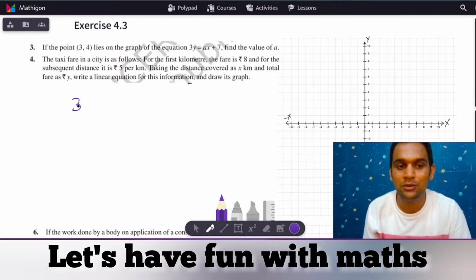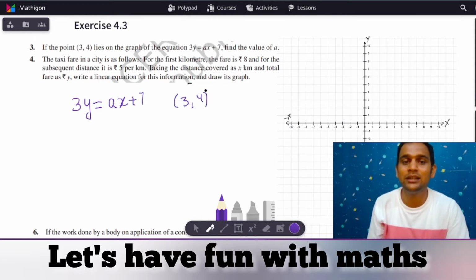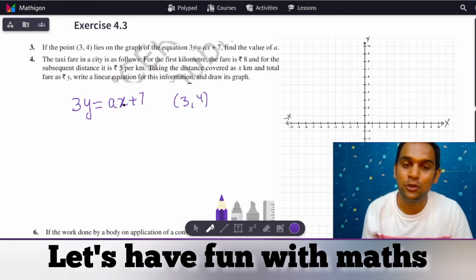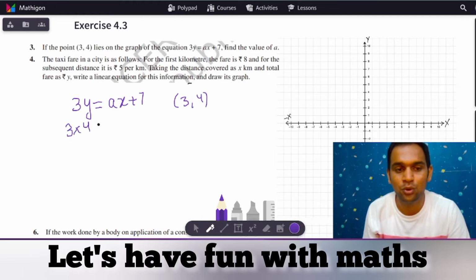So what is the equation we have? 3y equals ax plus 7. And what is the point? (3, 4). That means this point will make LHS equal to RHS. So that's how we have to find the value of a. So 3 times, what is the value of y? 4. a times, what is the value of x? It is 3, plus 7.